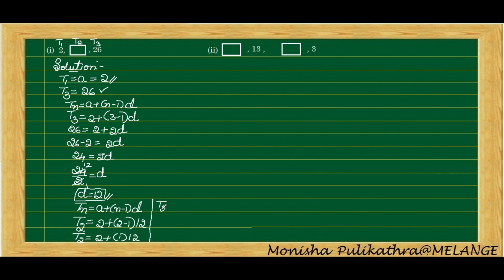So what will it become? T2 is equal to 2 plus 12. So T2 is equal to 12 plus 2, which is 14. So this is the answer for the missing term. T2 is equal to 14. Okay. After solving this, we need to fill the box. This is 14. Hope you understood this.